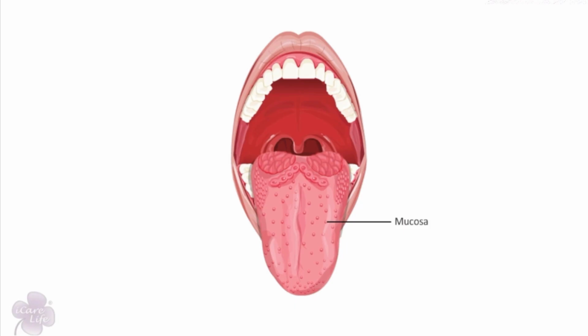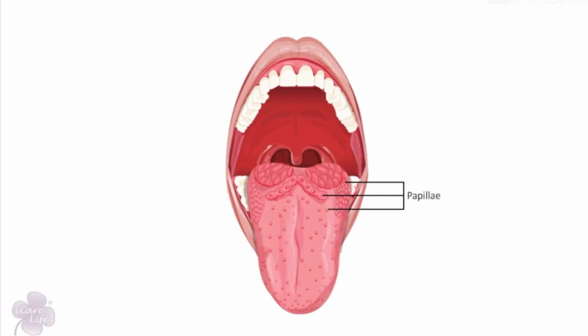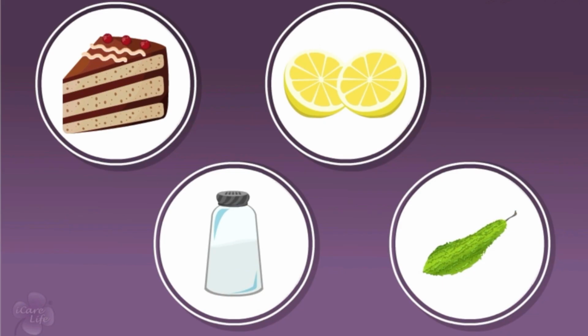The tongue is attached at the back to the hyoid bone in the throat and at the bottom of the mouth by the frenulum. Small bumps called papillae on the tongue contain taste buds with hair cells, nerves and blood supply. Each taste bud can detect 4 tastes, which are sweet, sour, salty and bitter.